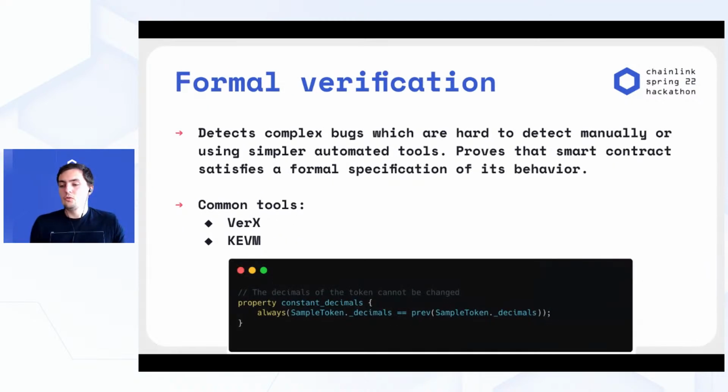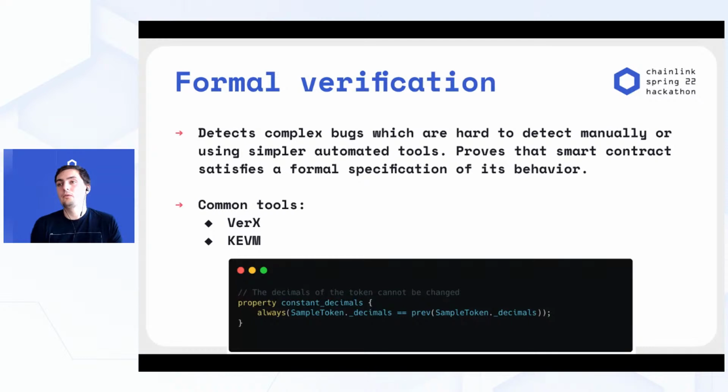Then there's so-called formal verification. So formal verification aims to detect complex bugs which are hard to detect manually or using simpler automated tools. Basically, static analysis or symbolic analysis or simple unit tests cannot catch these complex bugs. So basically, formal verification is here to do this.